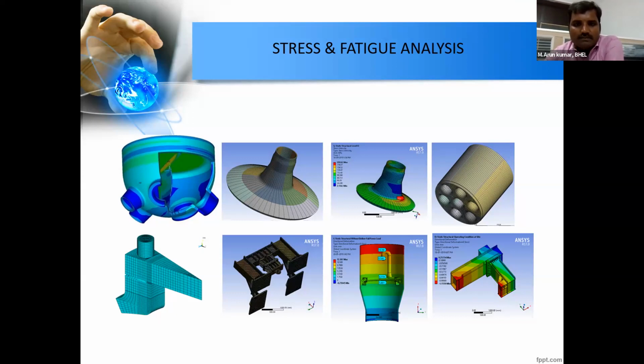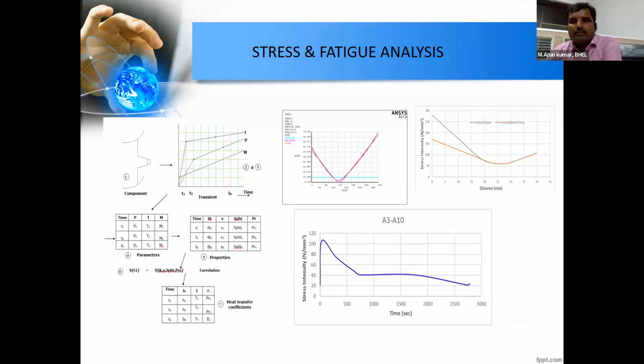Here is what happens, for example, when we go for cladding or buttering in case of nuclear components, to avoid lamellar tearing. The temperature or heat transfer coefficient becomes a factor for producing the stresses. So what happens? It gives many more amount of peak stresses.